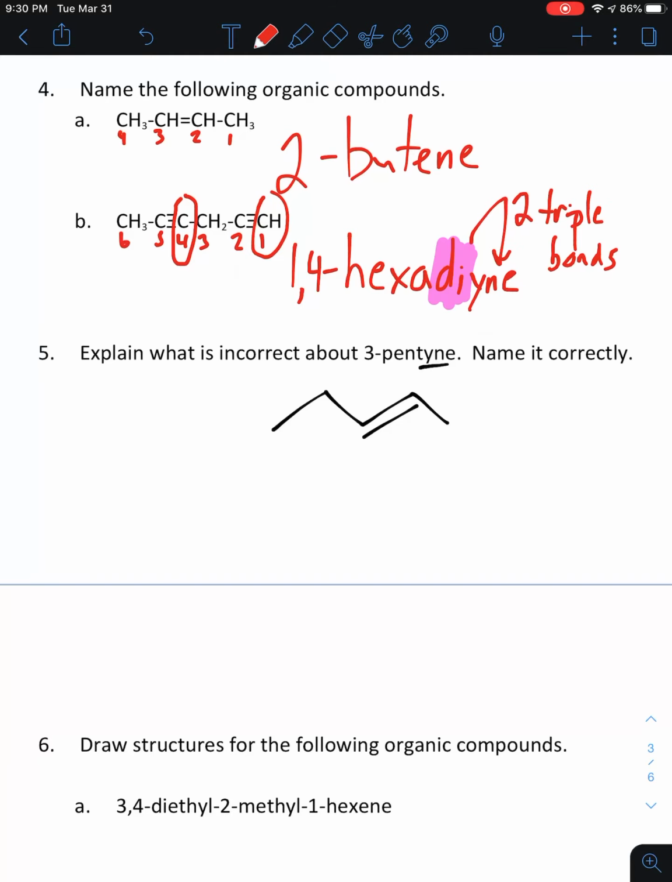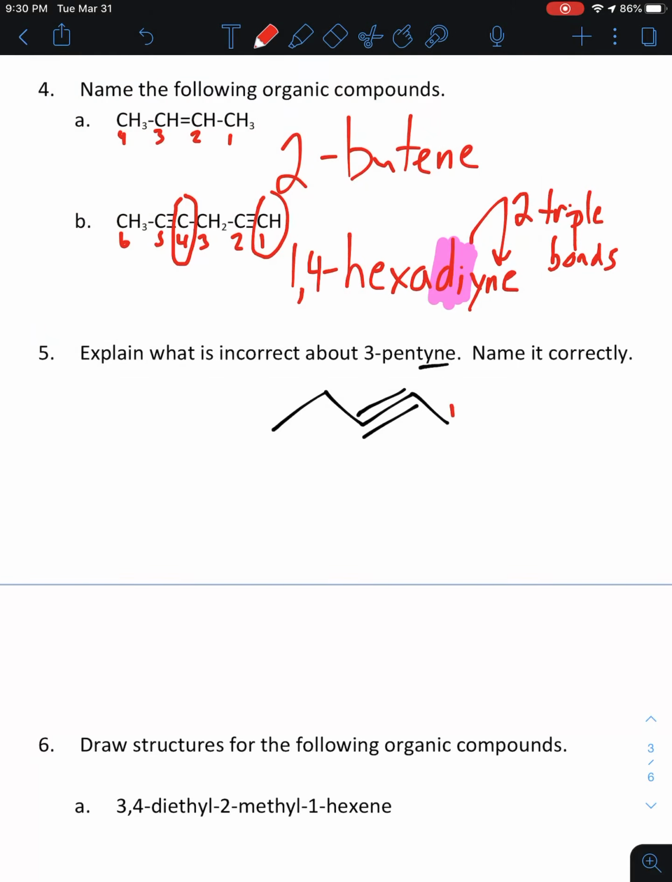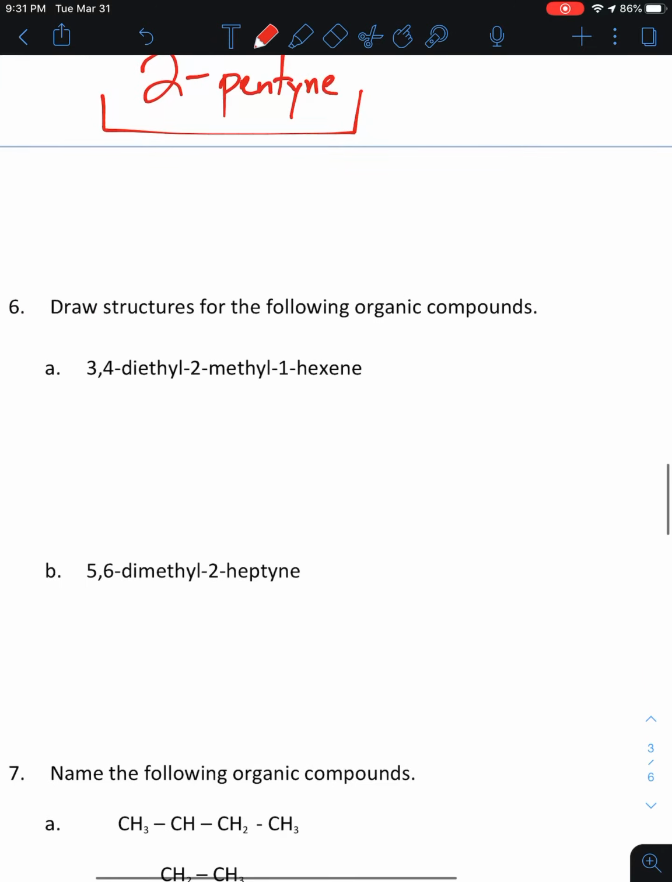Something seems wrong about this because our triple bond, all right, now it's a triple bond. Our triple bond is pretty far over to that right-hand side. Wouldn't it make sense to start counting from this side? In that case, we would call this 2-pentyne. It would actually be impossible to have 3-pentyne because the triple bond necessarily would be further away from the initial carbon, making the name change. And so we'd call it 2-pentyne.